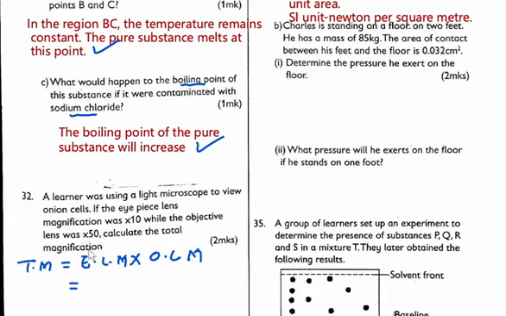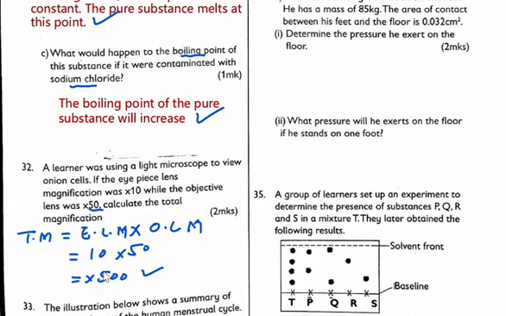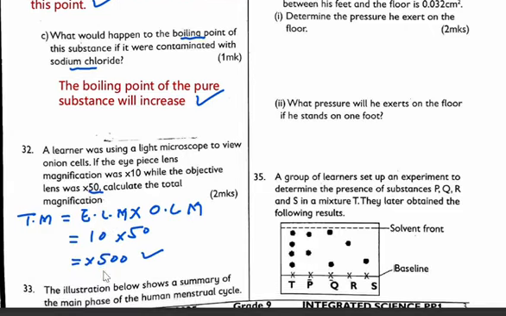The eyepiece lens is times 10, so this is 10 multiplied by the objective lens, which was 50, so multiplied by 50. When you multiply 10 times 50, it is 500. You're going to write times 500. So that is the total magnification. But in the exam, kindly don't write with these initials. The examiner is not going to understand what you are talking about. Just write in full. So that is the answer to 32. We get those 2 marks.